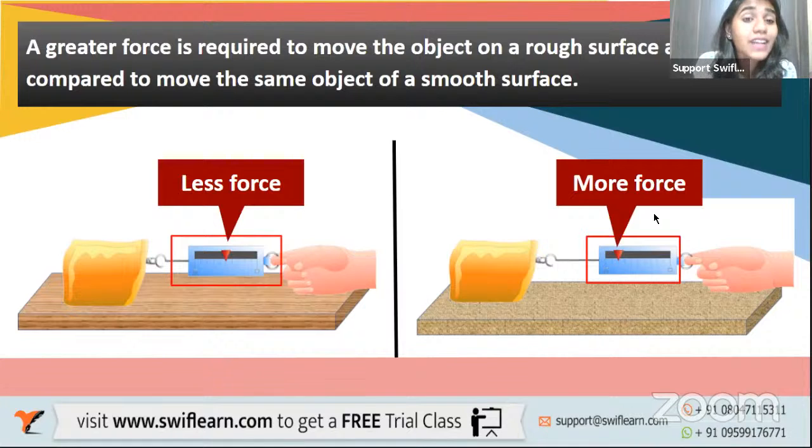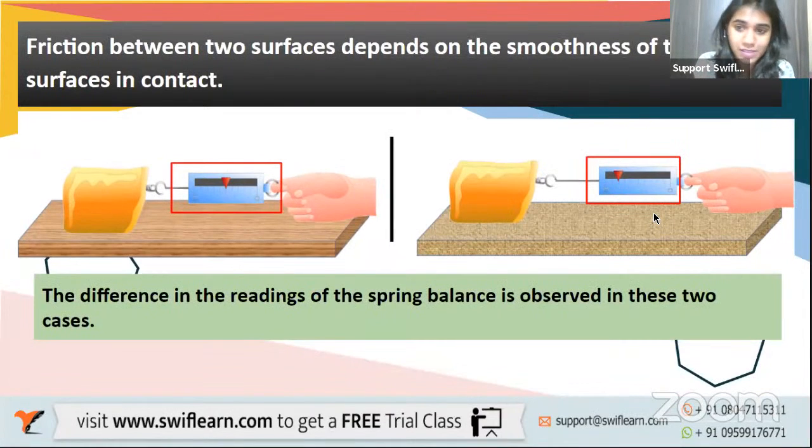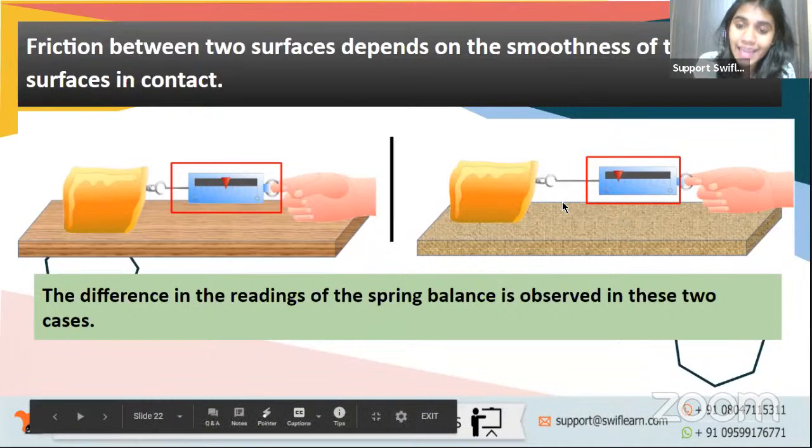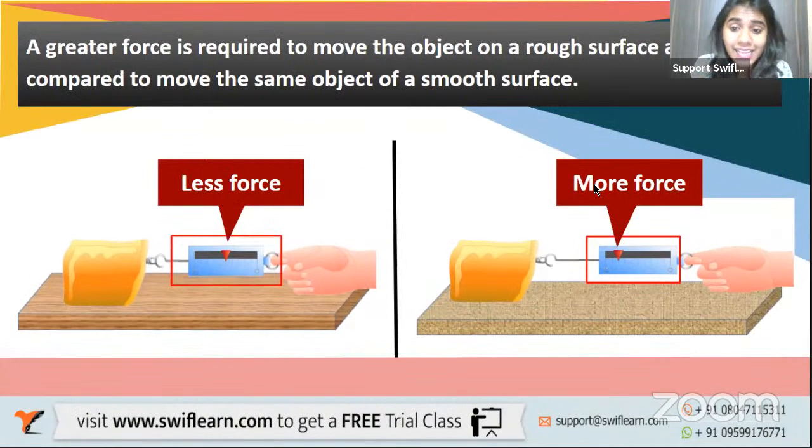So a greater force is required to move the object on a rough surface as compared to a smooth surface. Is it clear? Right? So both surfaces will have a particular difference. It will not be the same. The frictional force in the first case will be different from the frictional force in the second case, that is, when you cover it with a rough surface, right?